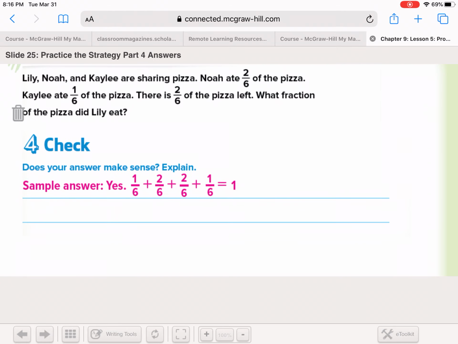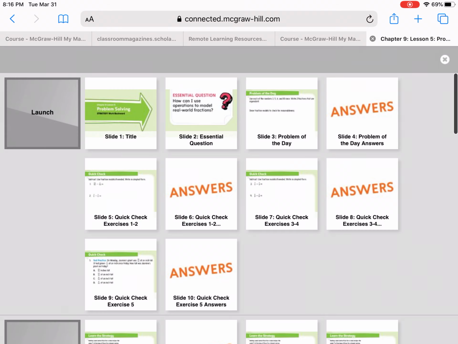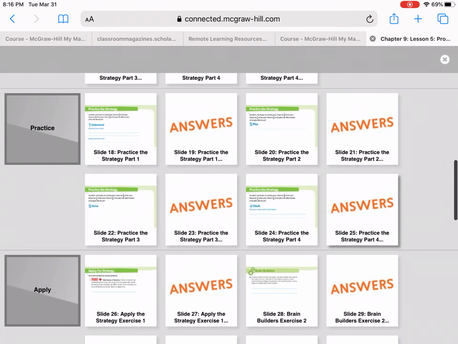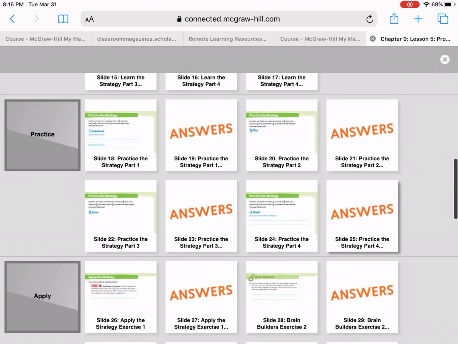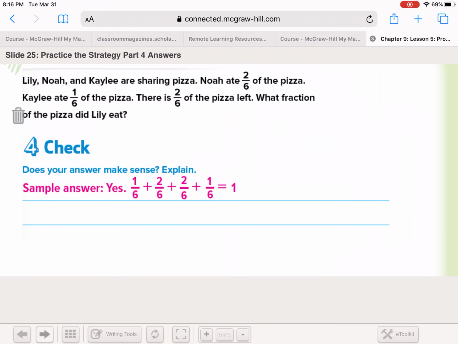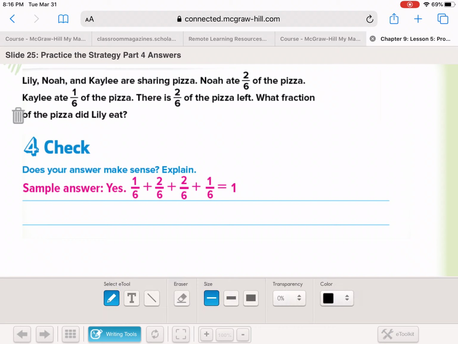Here's what they said. See this? Oops. What am I doing? I went to the wrong thing. Hold on, let me find it. Practice to strategy. Here we go. All right. I'm going to get it right this time, guys. See, I told you I'm going to mess up all the time.